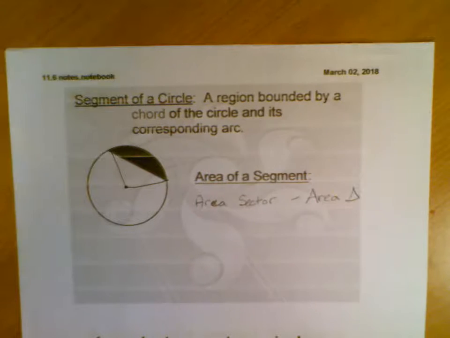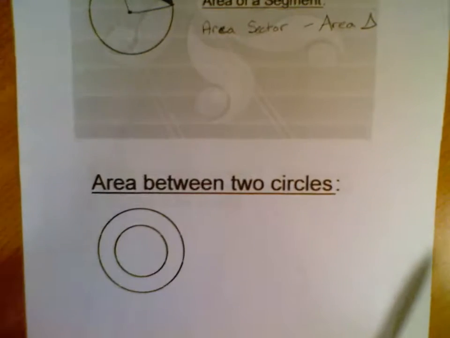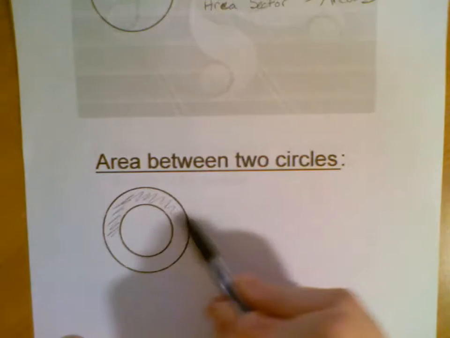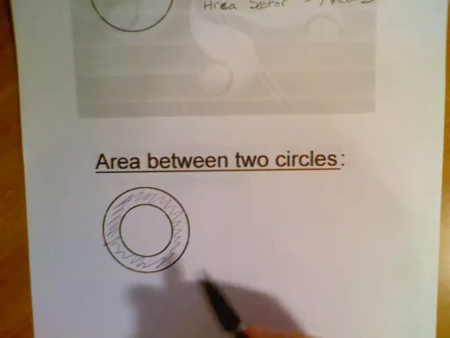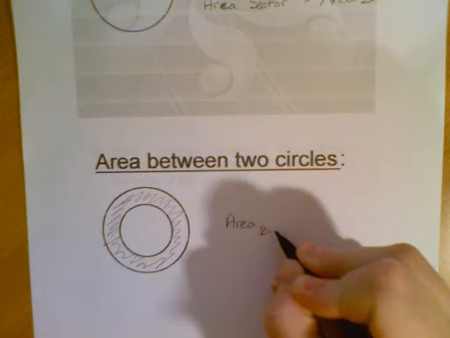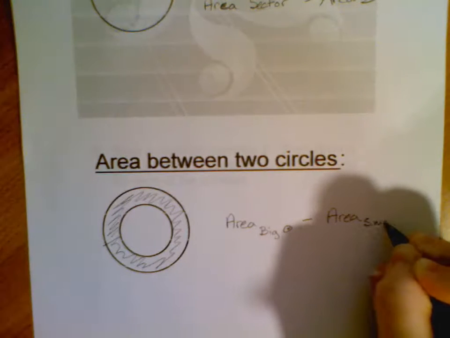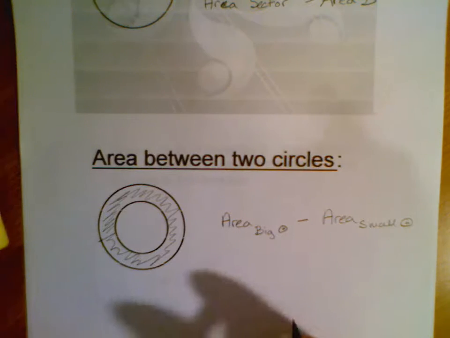Okay, but first we're going to do some problems with circles. So let's talk about the area between two circles. So the area between two circles would be this area, the shaded region here. And to find this, much like if it were squares or rectangles, I would find the area of the big circle minus the area of the small circle. This is often referred to, or the book might refer to it, as the annulus.